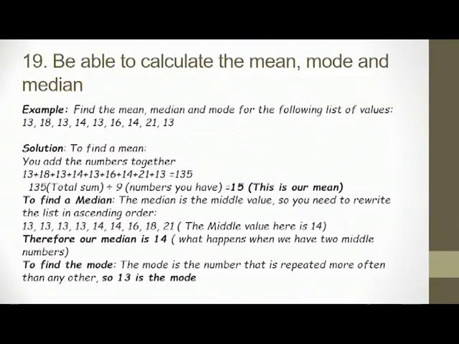And to find the mode, the mode is a number that is repeated more often than any other number. If you look at the set of numbers that you have there, you find that 12 only appears once. If you look at 16, it only appears once also. If you look at 18, it only appears once. If you look at 14, it appears twice. If you look at 13, it appears 1, 2, 3, 4, four times, therefore the mode is 13. Please practice how to calculate the mean, the mode, and the median.